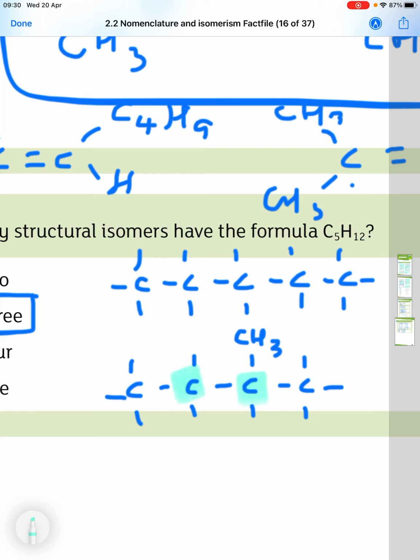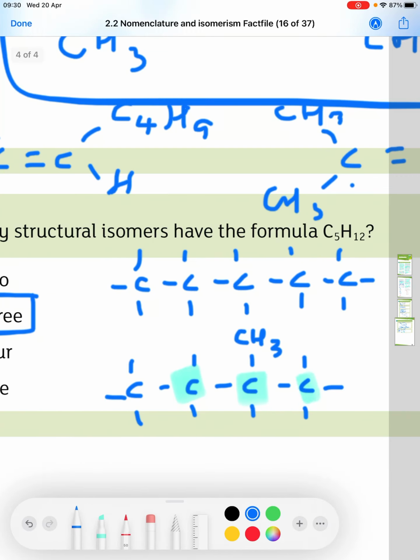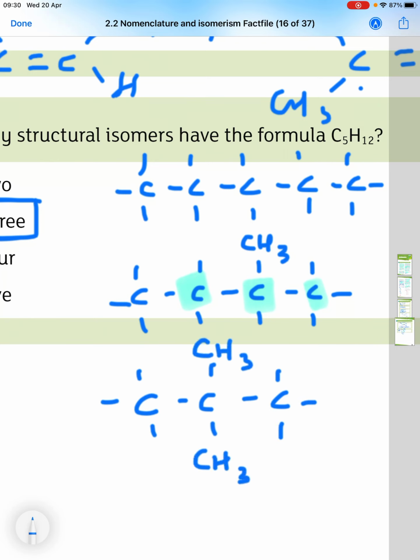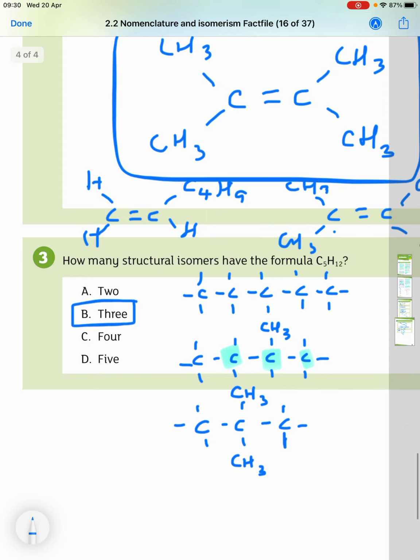Now it doesn't matter if I was to put it here or here, obviously that's the same molecule, and if I was to put it on one of the end carbons there, it would just take me to the same formula as the one that I drew at the top. And finally the last one, if we go for a 3 carbon chain, we could put the methyl groups in the middle.